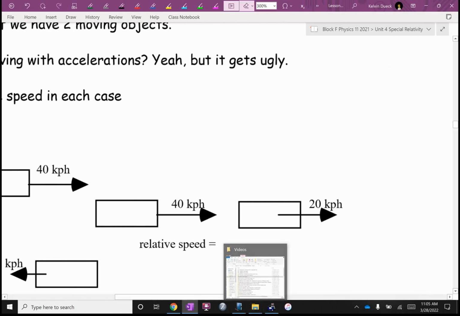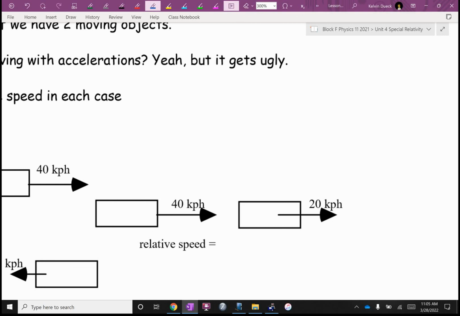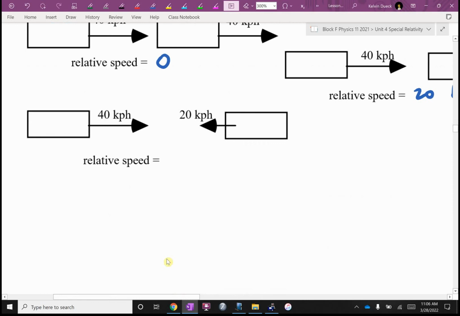What about this second one here, where one is traveling at 20 and one is traveling at 40? Relative to each other, what's their relative speed? 20. What's the relative speed of these ones if they're coming head on? Give you a hint, it's not 20. What do you think?